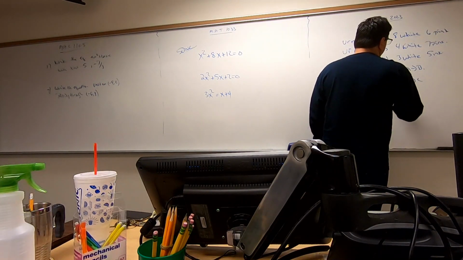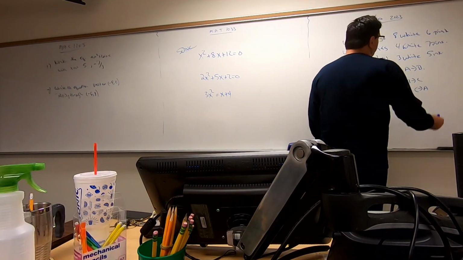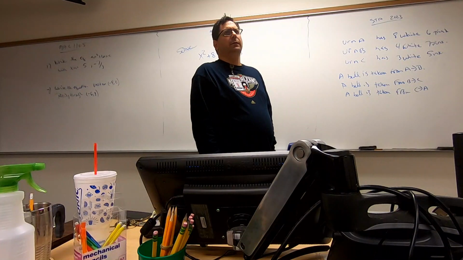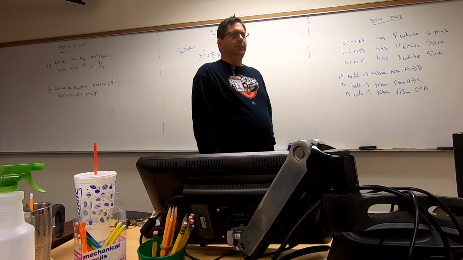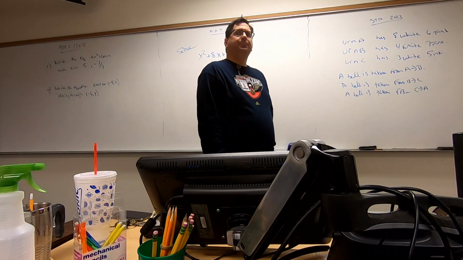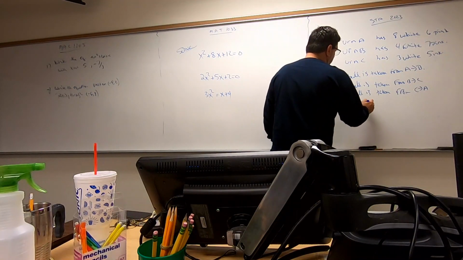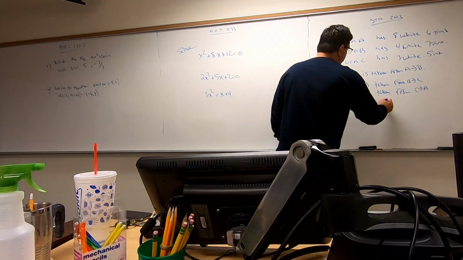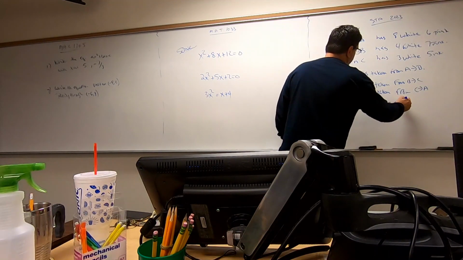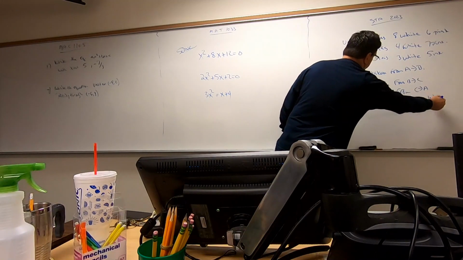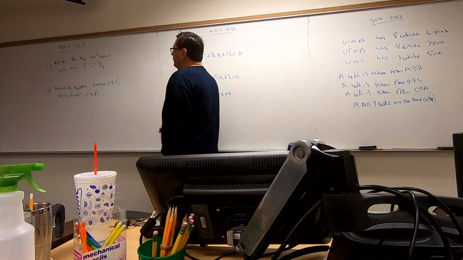A ball is taken from C and put back into A. Now, what's the probability all three balls are the same color? So what you need to do is put the x value.